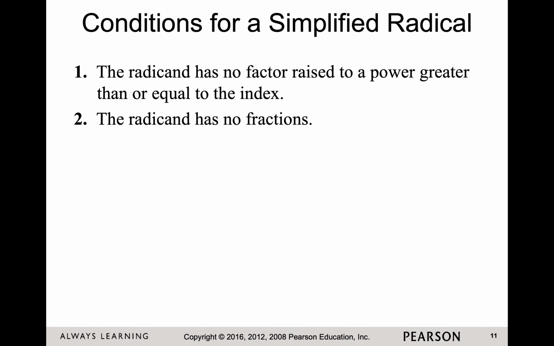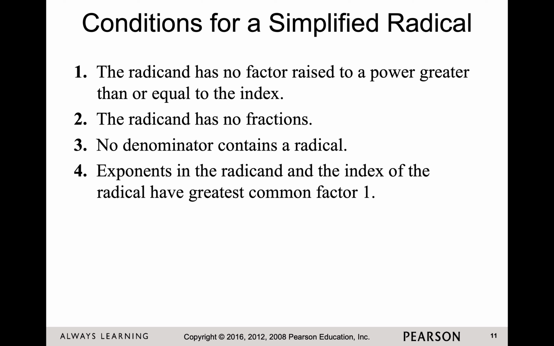There are no fractions in the radicand, so I can't have the square root of 25 over 4. That's not fully simplified. I need to go ahead and break it out. No denominator contains a radical. This is very important for the lab. If you have a radical in the denominator, it's going to tell you it's wrong.